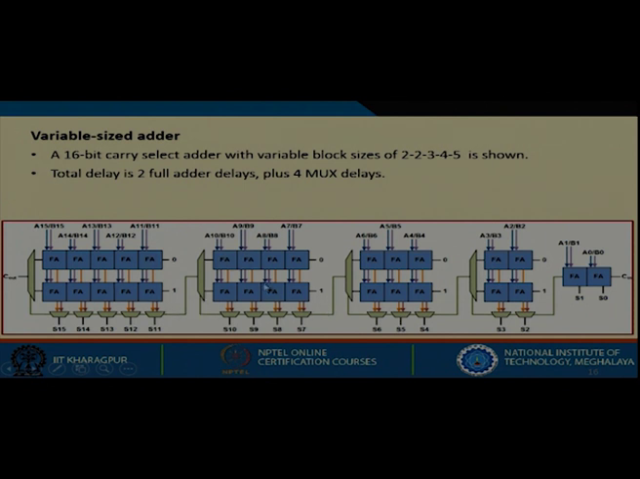So like this, you have to make a calculation of the full adder delays and also the multiplexer delays and come up with an optimum configuration. This is a so-called 2 2 3 4 5 configuration for a 16-bit adder. Now by optimizing the sizes of these adders, you can actually minimize the overall addition time, right?